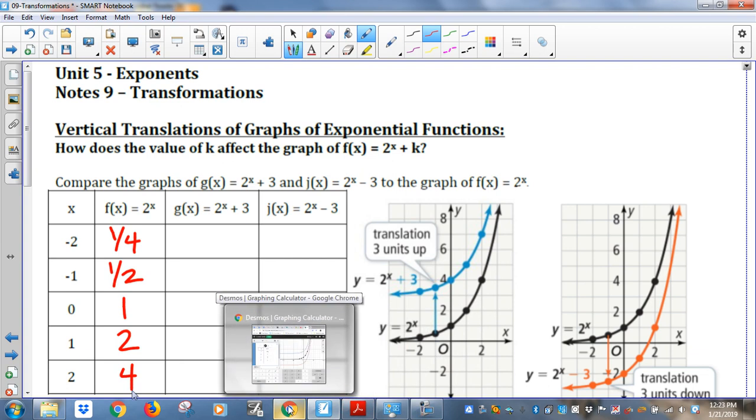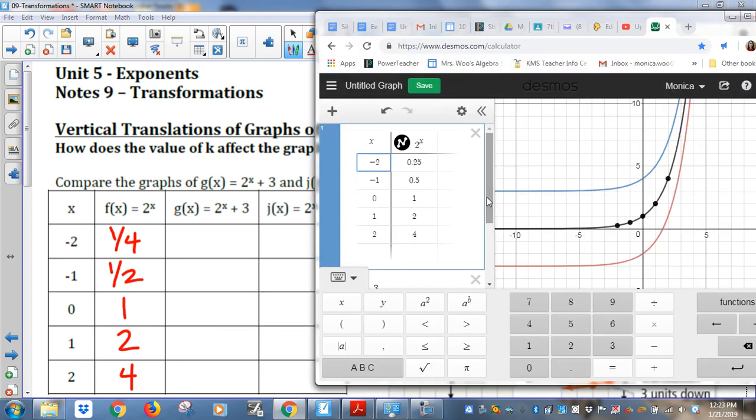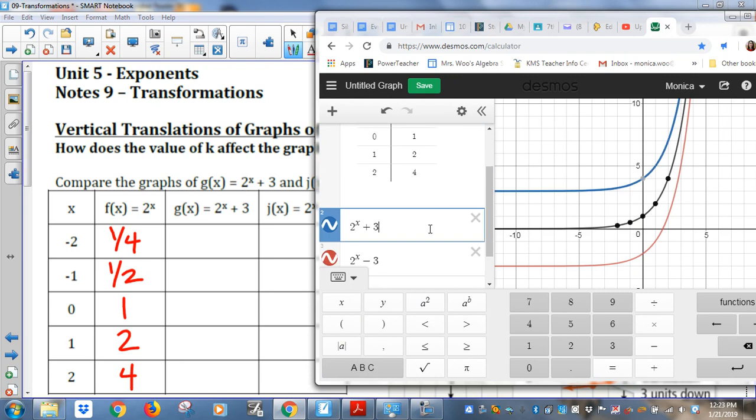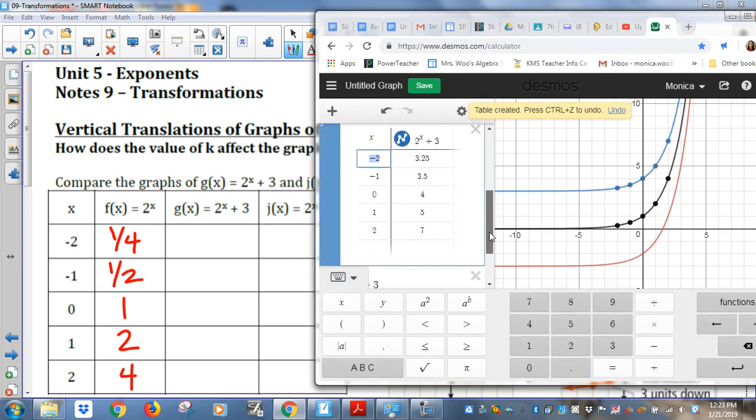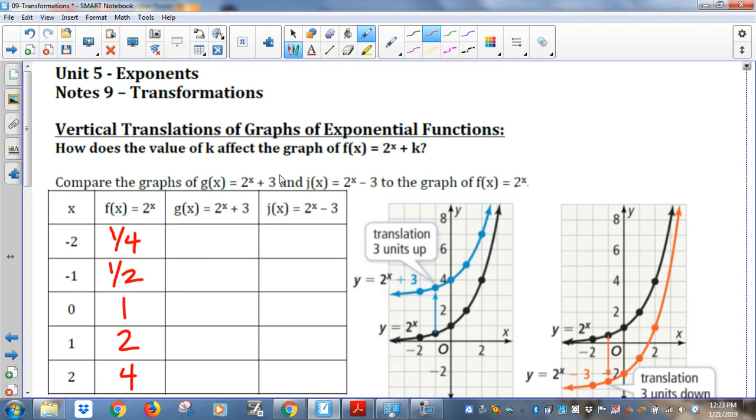If I jump back to Desmos, scroll down and take a look at the table on this equation, notice that yes, all of these values are increasing by 3 units. So we can come back to our Smart Notebook and fill that in. I have 3 1/4, 3 1/2, 4, 5, and then 7.